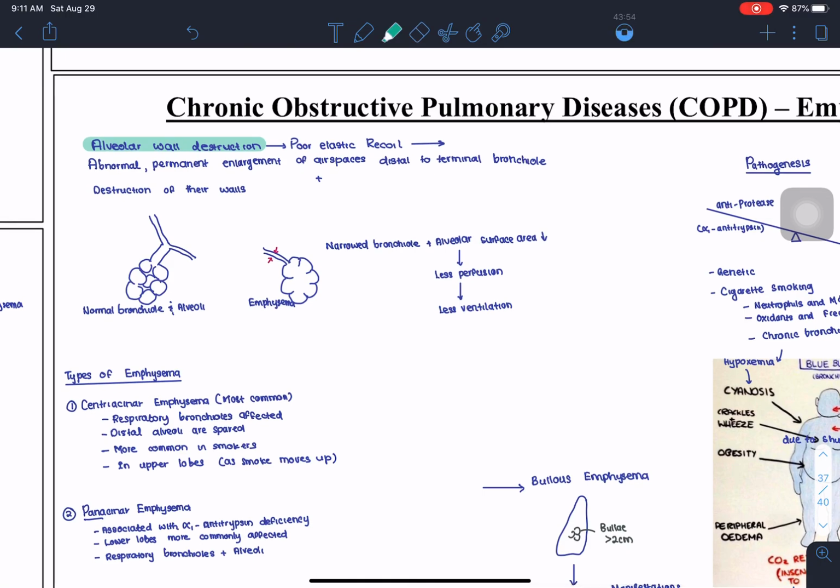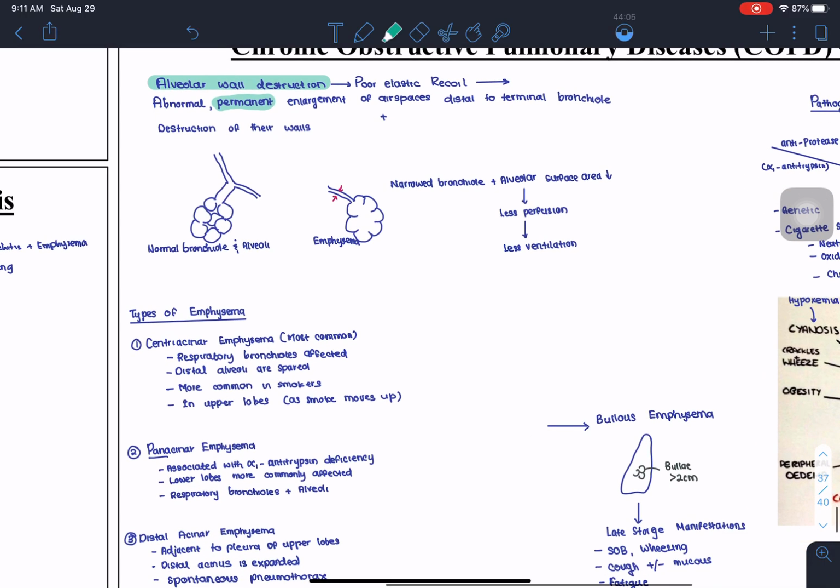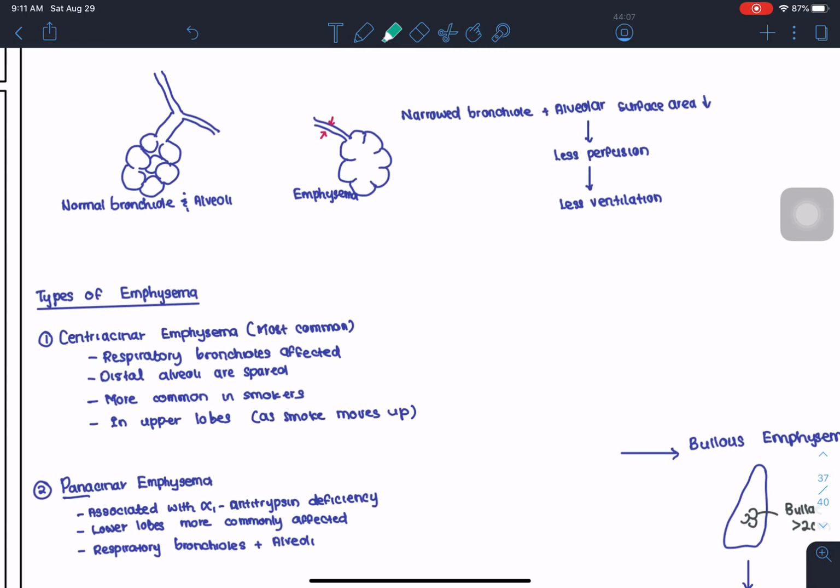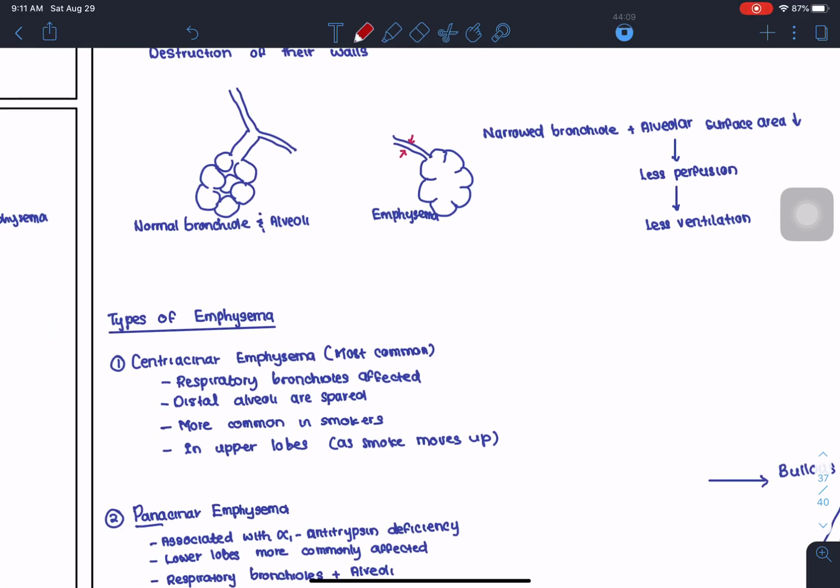Abnormal, again permanent, enlargement of air spaces distal to the terminal bronchioles. So basically in the respiratory bronchioles, and you get destruction of the walls. So look at this. This is the normal bronchi and the alveoli, and the walls are now destroyed. It's one large structure.